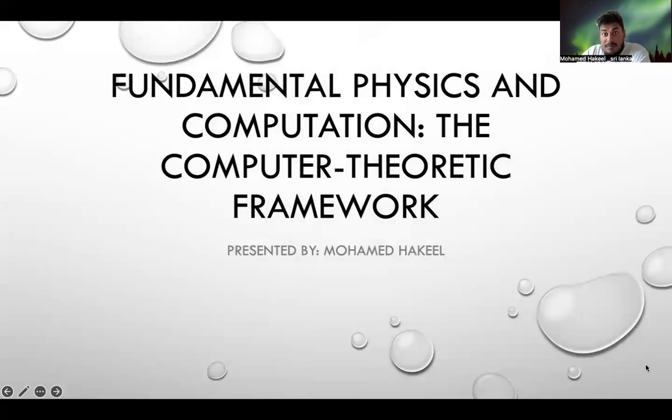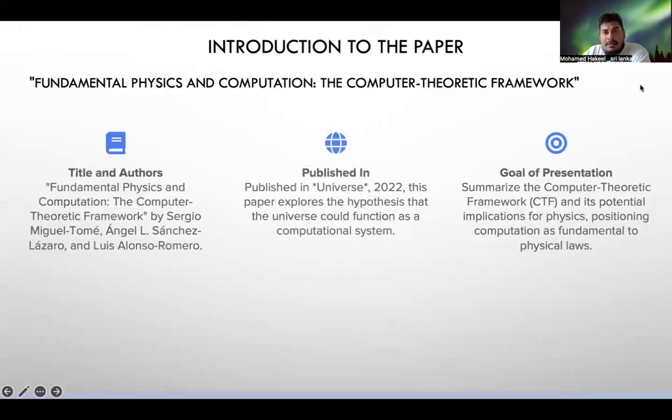And this paper is about fundamental physics and computation, the computer-theoretic framework. And there's the introduction of this paper. And the name of this paper is Fundamental Physics and Computations, the computer-theoretic framework. And it was published in 2022.